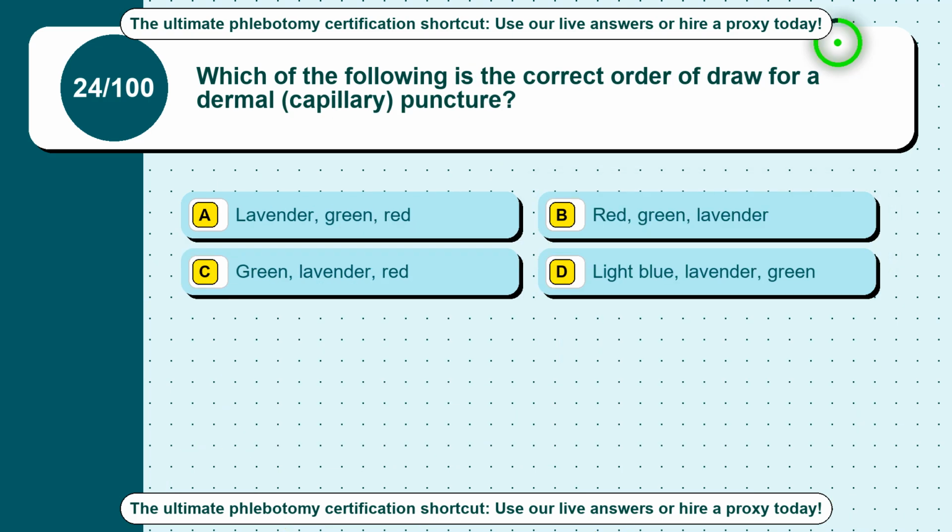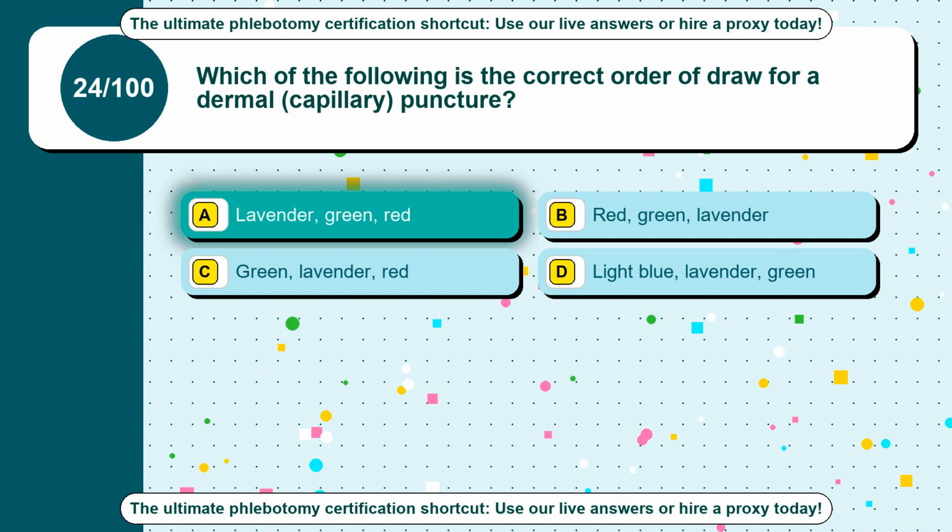Question 24. Which of the following is the correct order of draw for a dermal, capillary, puncture? Option A, lavender, green, red. Option B, red, green, lavender. Option C, green, lavender, red. Option D, light blue, lavender, green.